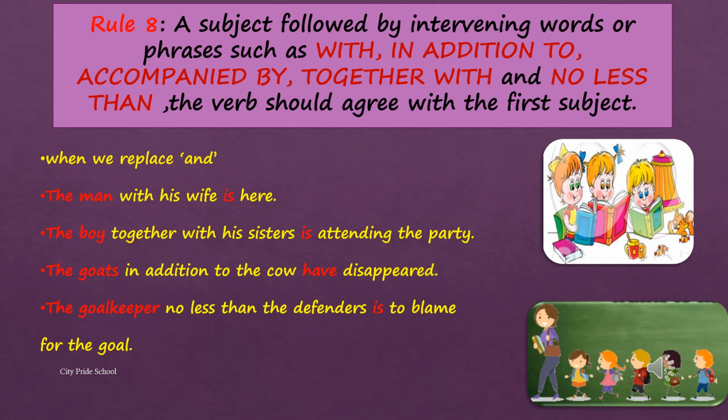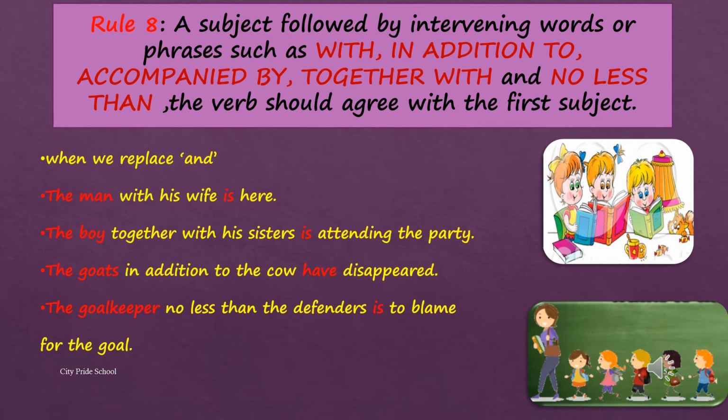The subject followed by intervening words or phrases such as with, as well as, in addition to, accompanied by, together with, and no less than, the verb should agree with the first subject. Like we will say the man with his wife is here, because the verb will agree with the first subject, which is the man. The boy together with his sisters is attending the party.